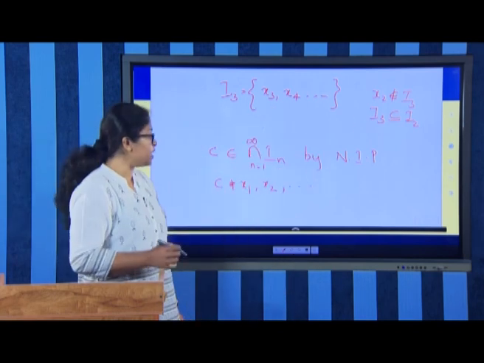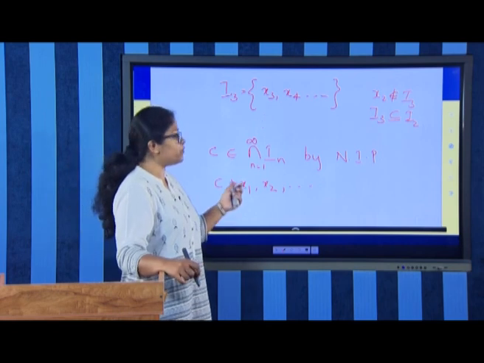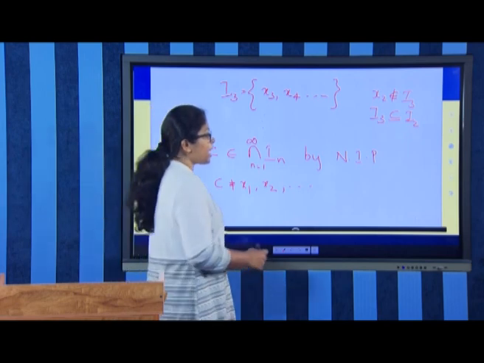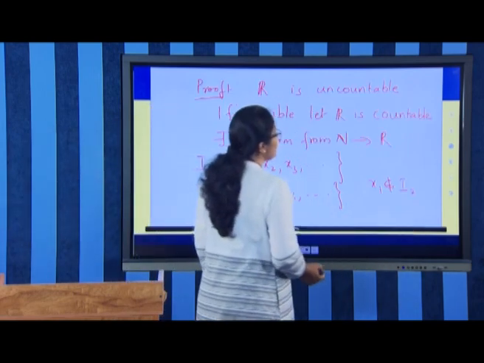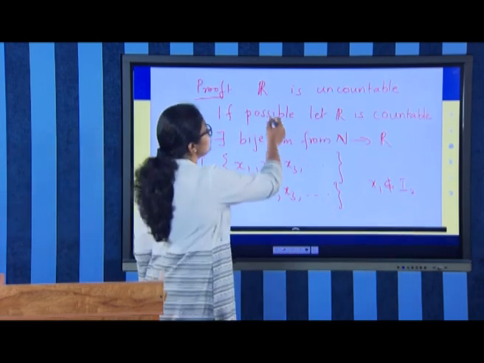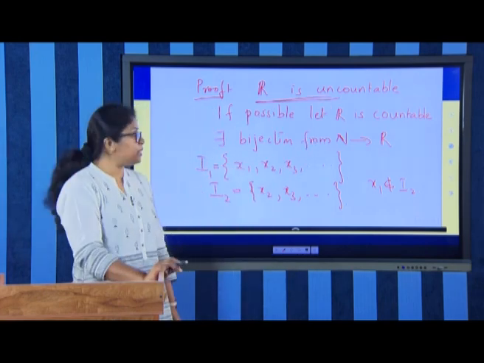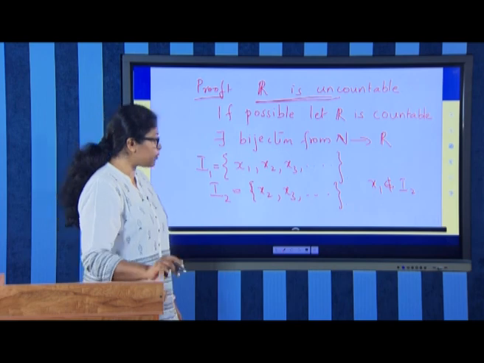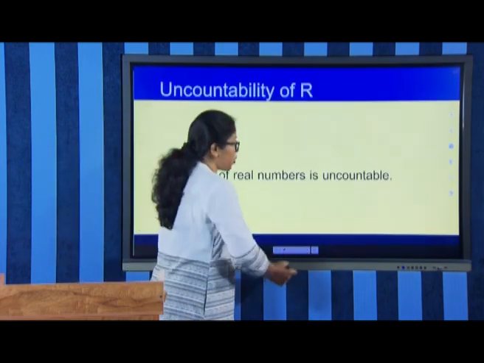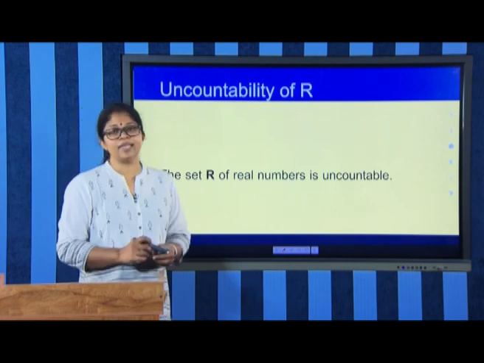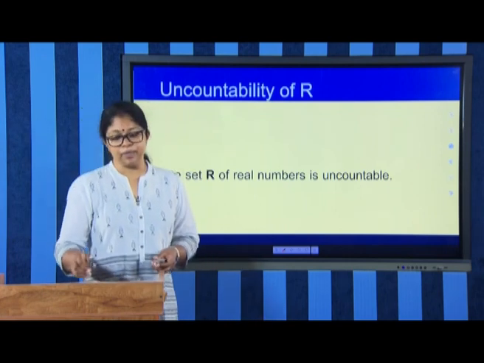So, we have a common point which is not in the listed set of elements, and that shows exactly why our assumption is wrong, and we have R is an uncountable set. Therefore, the nested interval property can be used to show that the set of all real numbers is uncountable.